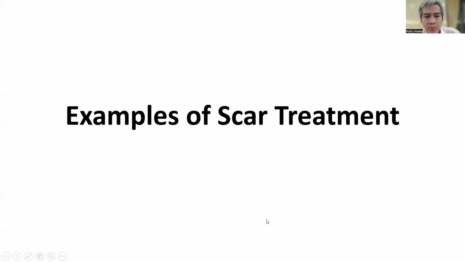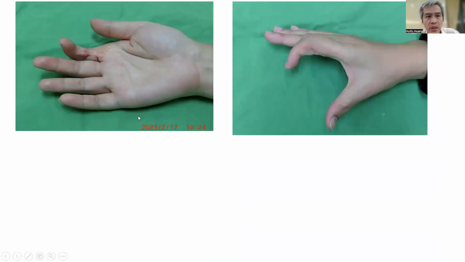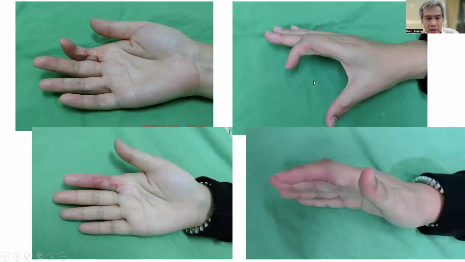These are some examples of my scar treatment. This is a young boy with a burn scar over his right hand, resulting in a scar contracture which limited finger movement. So I released the scar with adequate length. This is another case with a scar contracture over the finger. So I made a Z-plasty with scar release. It can extend now.